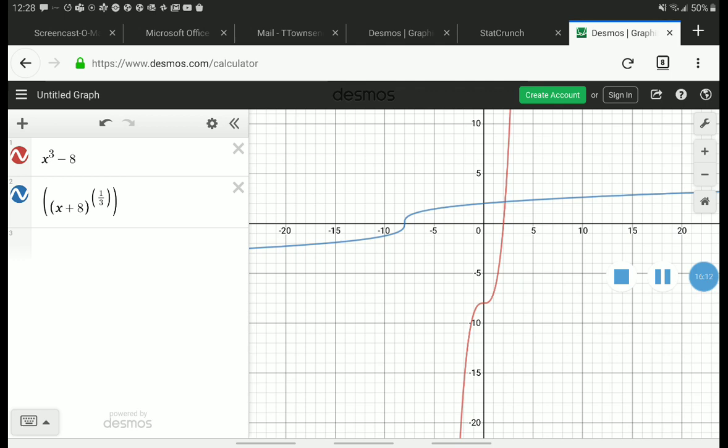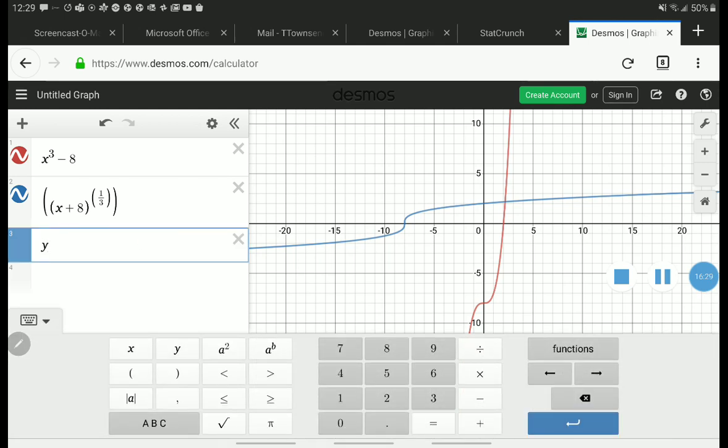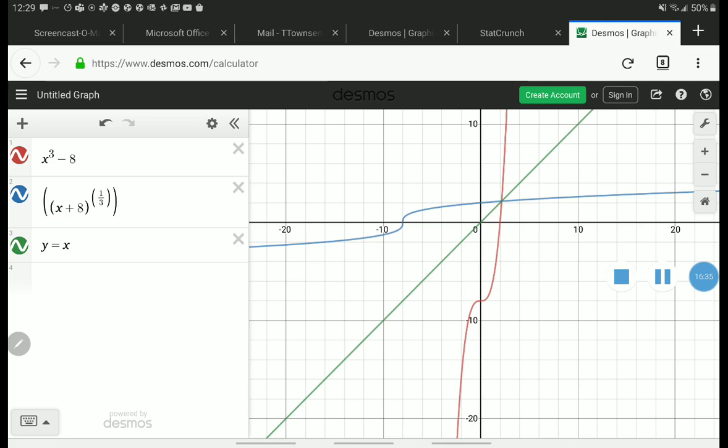Let's go back to number 37, where we have f of x equals x cubed minus 8. That's the red graph that we see here. And then we had the cube root of x plus 8, which is that blue graph. You can kind of see that symmetry coming out. If we graph the line y equals x, there's that green line. If we were to fold this graph along that green line, you can see how the top and the bottom would match up perfectly. That's what we mean by symmetry about the line y equals x: if we fold along that line, those two pieces line up along the fold.